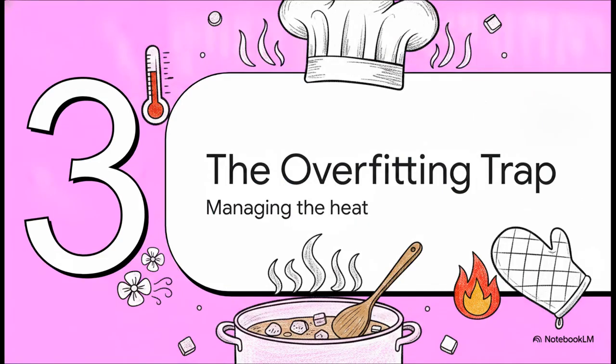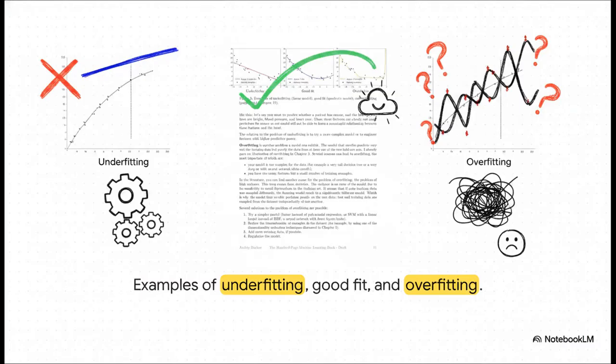All right, Section 3, the overfitting trap, managing the heat. When you look at these three scenarios, it becomes super clear why perfectly memorizing your training data is just a disaster waiting to happen. On the far right, we see overfitting. The model draws this wild, chaotic 15-degree polynomial curve just to perfectly hit every single data point. The problem? It is literally just learning the random noise in your specific dataset. That means it has high variance and will absolutely fail terribly when you show it new, unseen data. What we really want is that smooth, generalized good fit right in the middle.